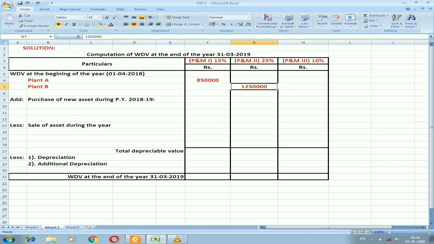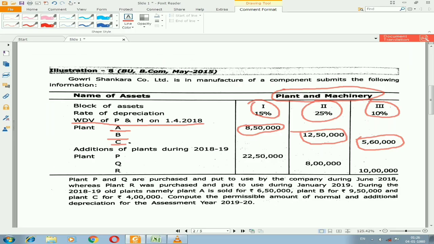That 5,60,000 I'm supposed to write in the third column, that is plant C, amount of rupees 5,60,000. Next, I require the additions or purchases made during the year 2018-19. So here I have additions of plant during 18-19. They have purchased three particular assets in the year 18-19. I'm supposed to add them.